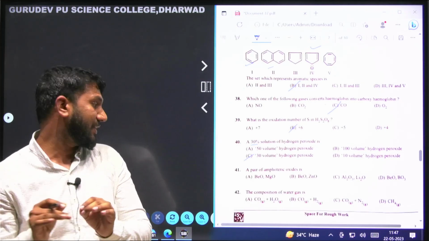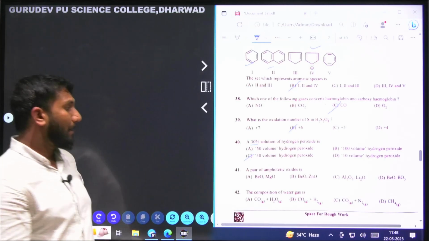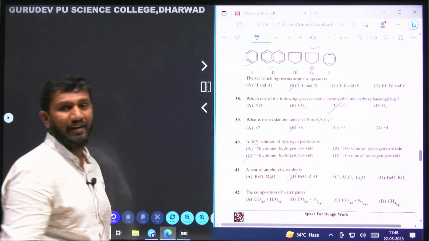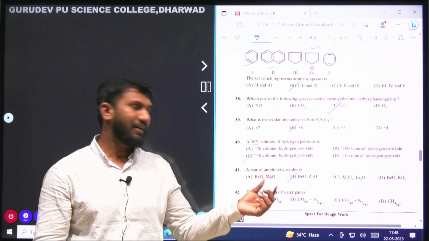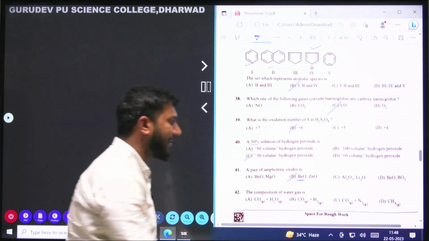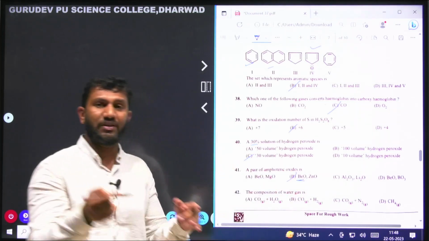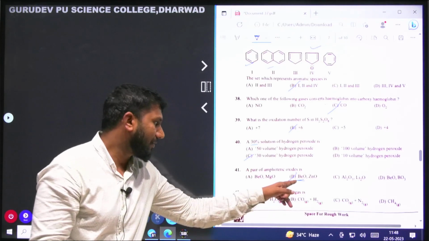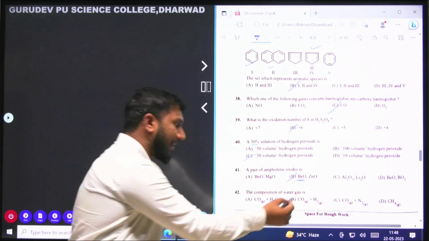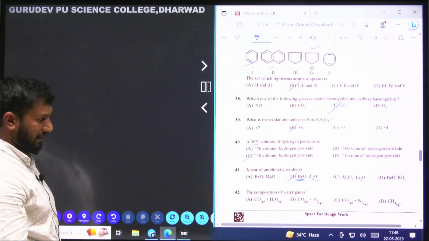Such compounds we consider as amphoteric oxides. So based on that fact, beryllium oxide and zinc oxide are both called amphoteric oxides, because when beryllium oxide reacts with acids it behaves like a base, and when it reacts with a base it acts like an acid. That's why beryllium oxide and zinc oxide are both considered amphoteric oxides.